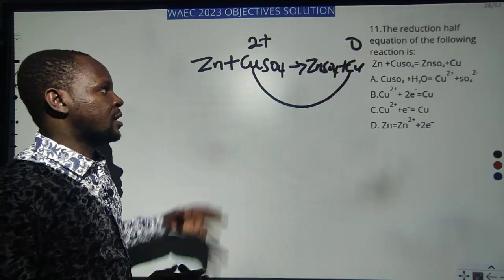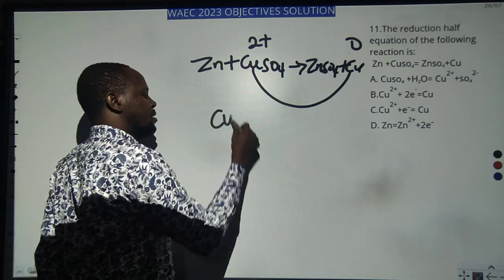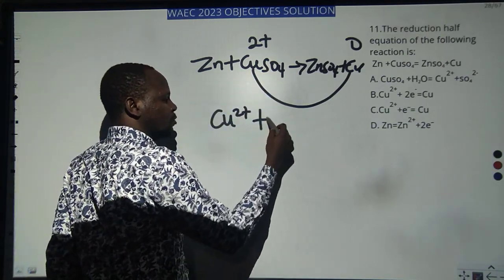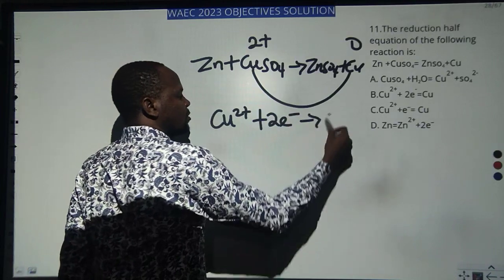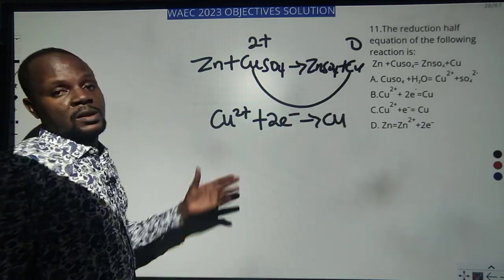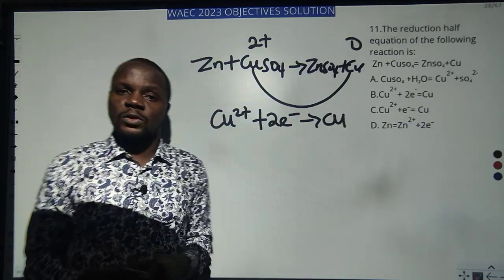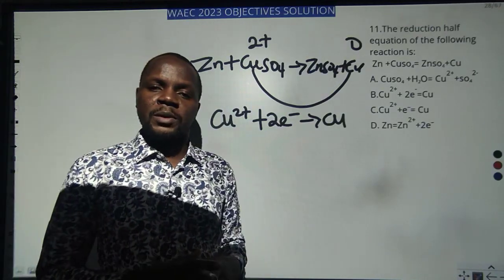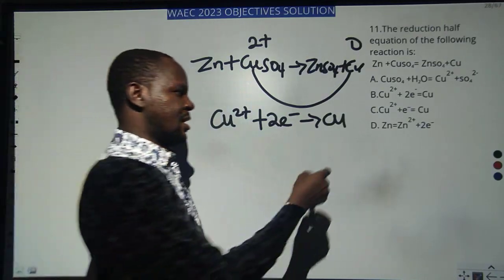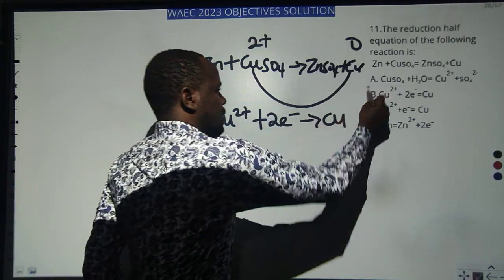So we don't need to waste our time. If you want to write the reaction, Cu2+ gains 2 electrons to give us Cu. I think you guys should know this. This is the basis or the beginning of writing half equations when you talk about the electrochemical series chapter.